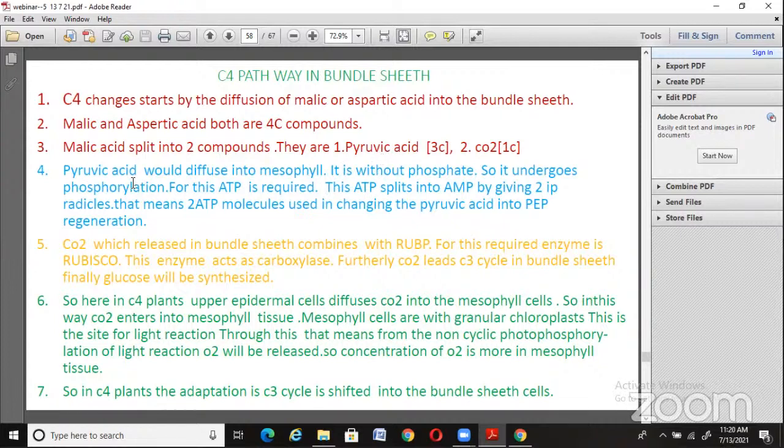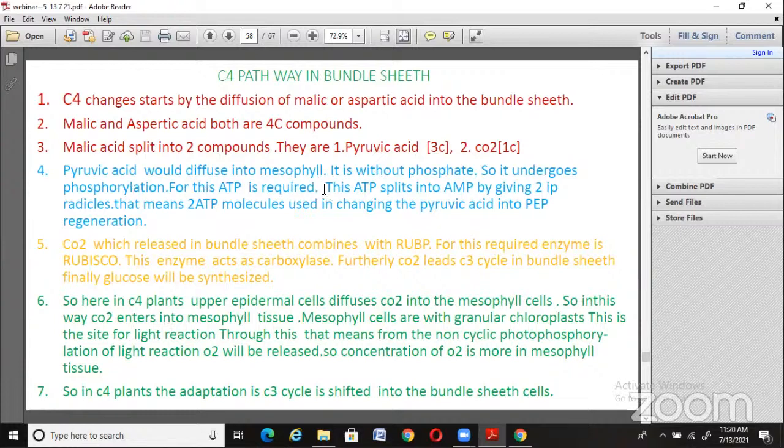Pyruvic acid diffuses again into the mesophyll cells. That means it comes out of the bundle sheath cell and enters the mesophyll cells. In its structure, pyruvic acid has no phosphate group. That's why it definitely undergoes phosphorylation. We know the meaning of phosphorylation: utilization of ATP. Here, one ATP molecule is required for this phosphorylation.